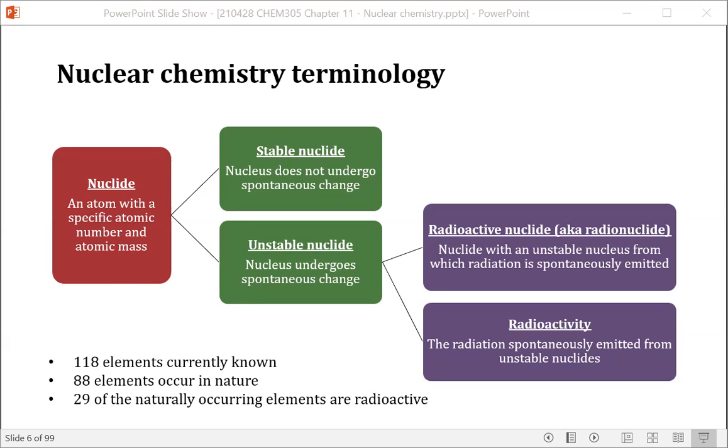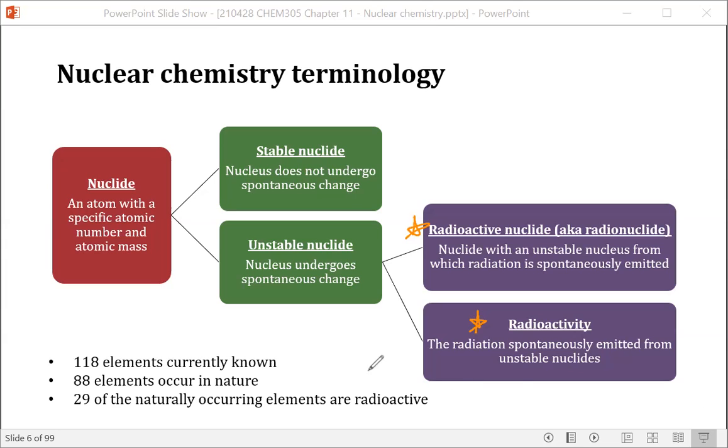Within the category of unstable nuclides, we have what's called a radioactive nuclide, or just a radionuclide. And that's a nuclide with an unstable nucleus from which radiation is spontaneously emitted. And then the term radioactivity refers to the radiation that is spontaneously emitted from an unstable nuclide. So a radioactive nuclide emits radiation, and the radioactivity is the radiation that's emitted from an unstable nuclide.